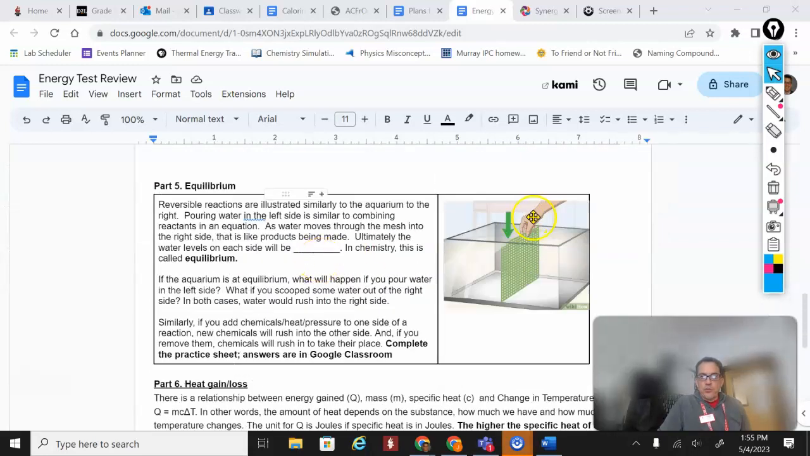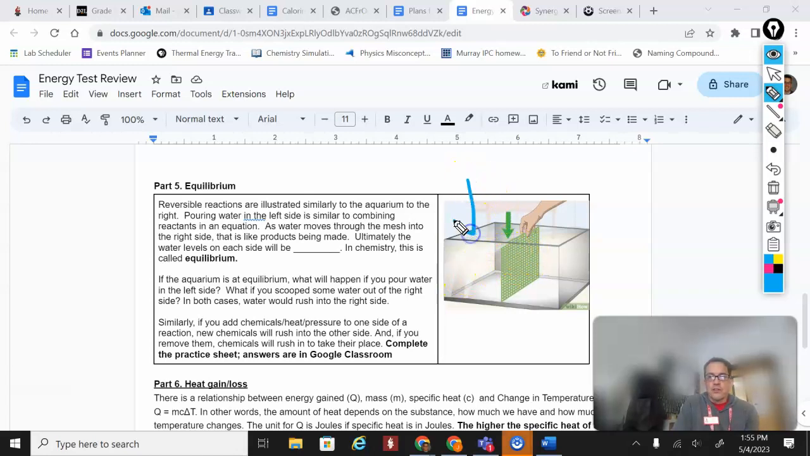Part 5 on equilibrium. This was a little bit confusing for a lot of people when we had these reactions that were written out, and you're asked to predict what happens to the reaction. In the class I used a balloon, but another way to think about this would be if you had an aquarium that had a divider in the middle that was not quite a divider, that water could actually go through it.